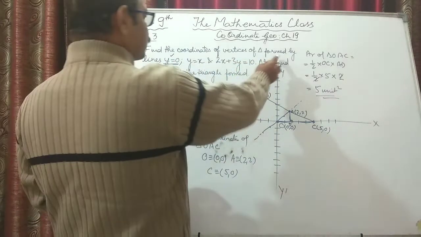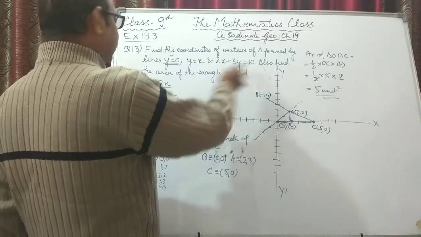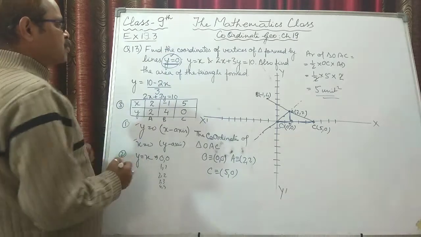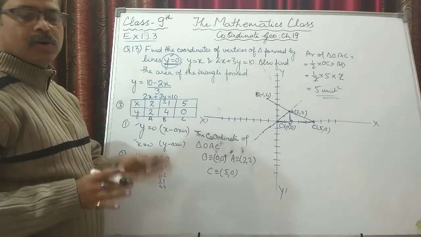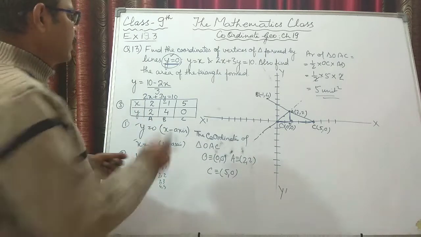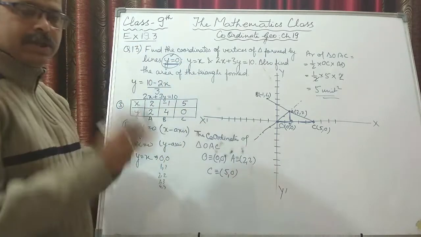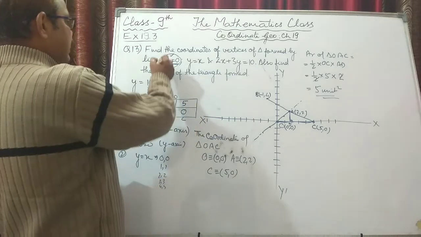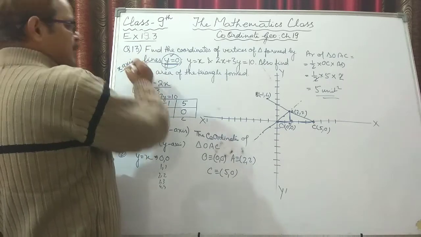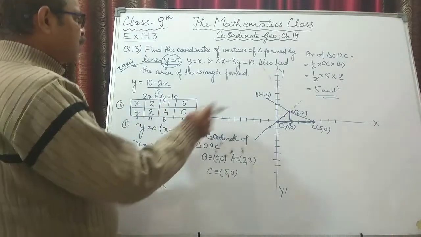They say find the coordinates of the vertices of a triangle formed by y is equal to 0, y is equal to x, and 2x plus 3y is equal to 10. Also find the area of the triangle formed. So the first equation was y is equal to 0. We did not draw anything or use any table, because nothing can be done in this. Y is equal to 0 is the general equation of the x-axis. So the first line is given to us as the x-axis. So we have to consider the whole x-axis where the other two lines intersect.